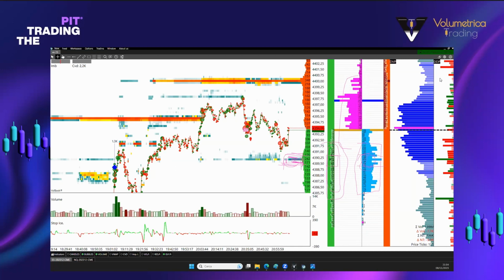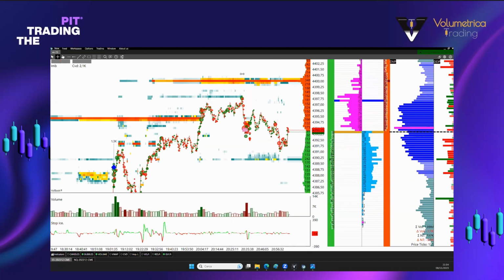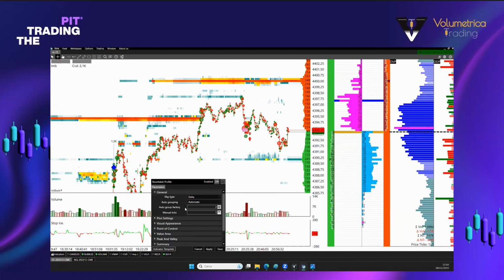But yeah, the profiles available here are the daily delta profile and the daily volume profile. If you want, you also have the chance to have a resettable profile and decide if you want to set it as a delta profile, a volume profile, delta and total volume, or else bid versus ask volume.